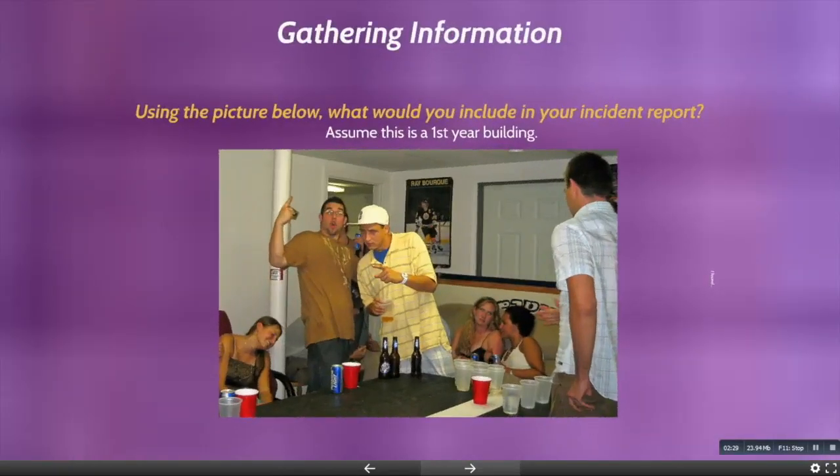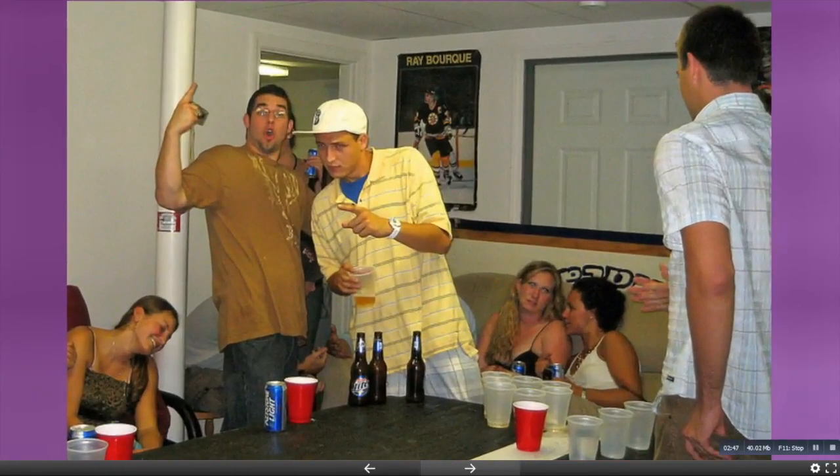Now we're going to give you an opportunity to practice. So using this picture, what would you indicate in your incident report? Assume that this is a first-year building. We're going to give you a few moments to look at the picture, really take it in, and then fill out a brief form about what you saw.